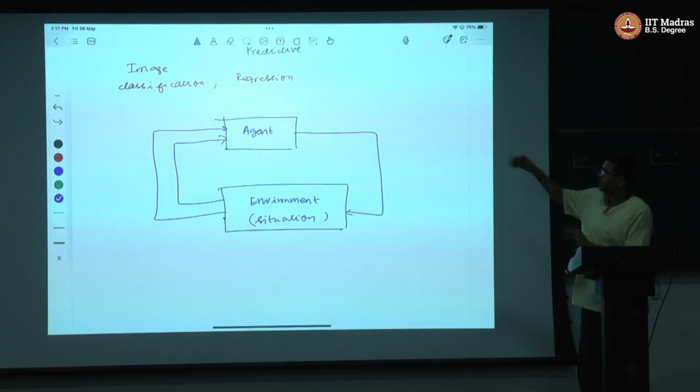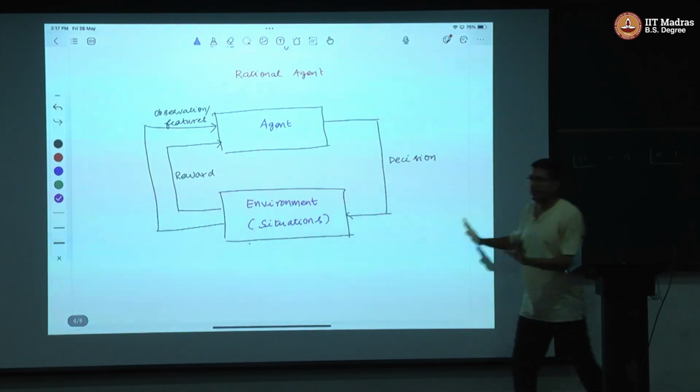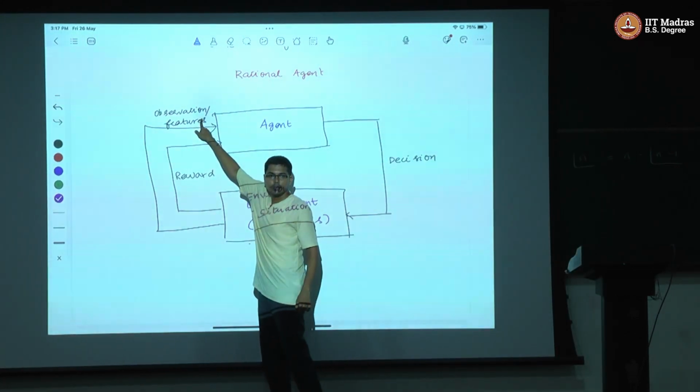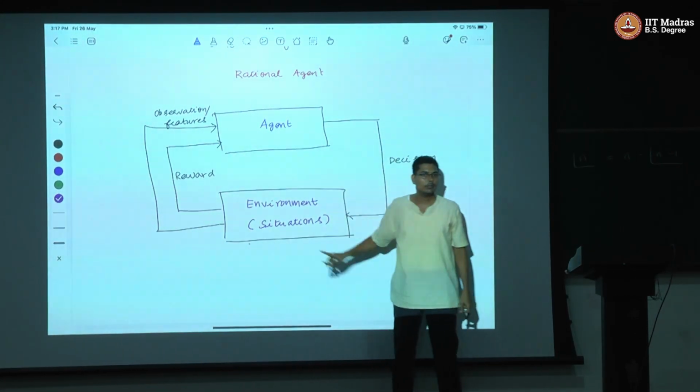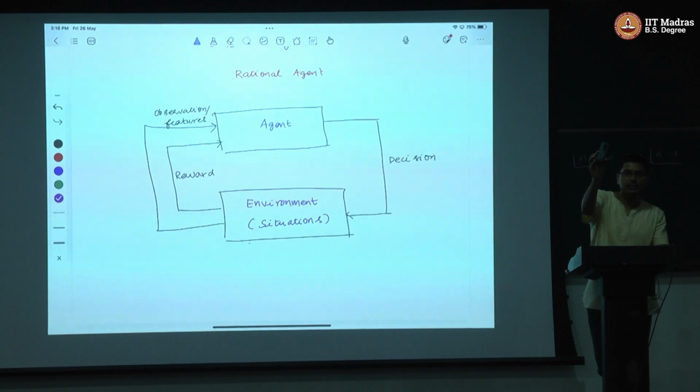No. Prediction is what you are doing. What is the situation? Observation is what you see. Situation is what the environment has. Okay, what is the situation? Can you be more specific? What is it that you actually observe? Okay, what is the decision finally? Let us go backwards. What was the decision here?